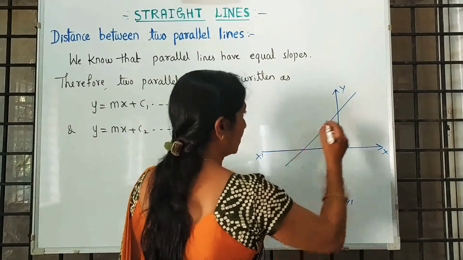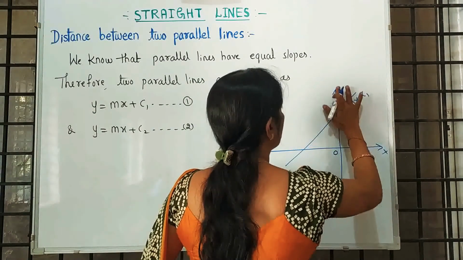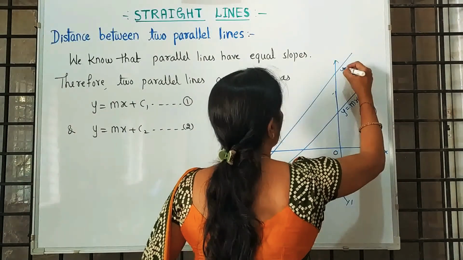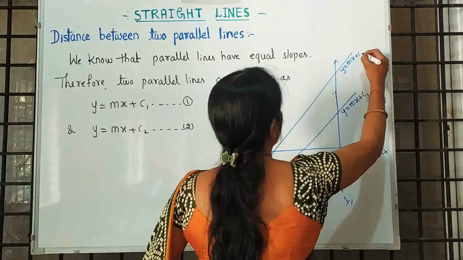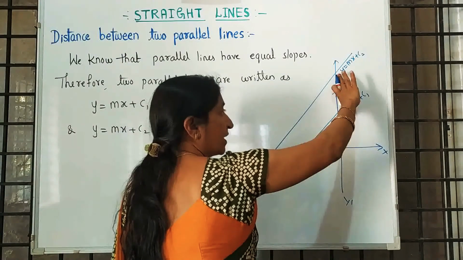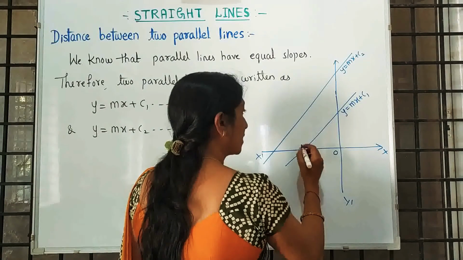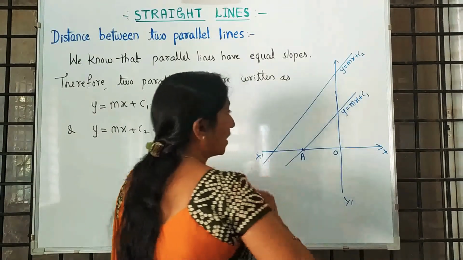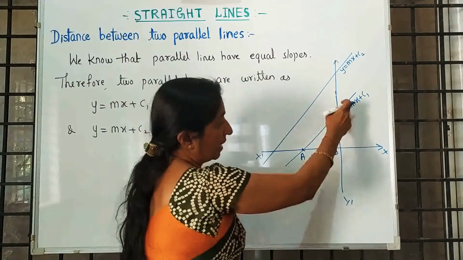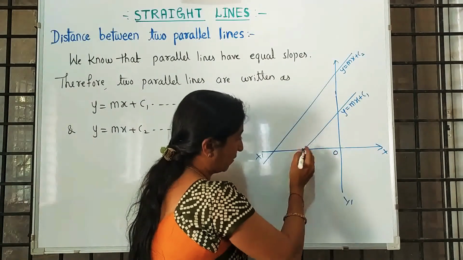This is the line y is equal to mx plus c1. Now this is the line y is equal to mx plus c2. See, this is called a y-intercept. This y-intercept and this y-intercept are different. That is c1 and c2. Let us take that line 1 cuts the x-axis at a point A.